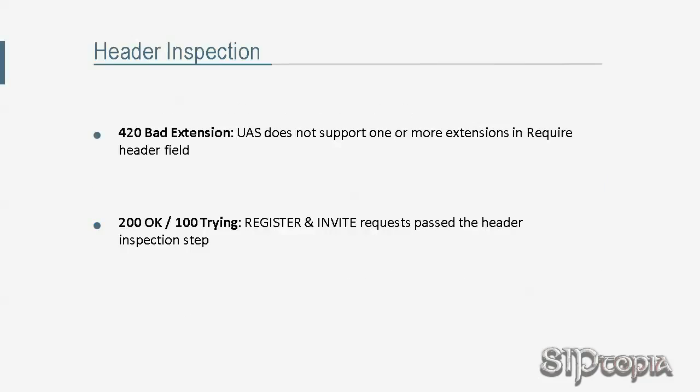The Require header field also gets special attention during header inspection. If the user agent server receives a request with a Require header field listing one or more extensions, and if the UAS supports them all, the request processing moves on. If, however, the user agent server does not support one or more of the extensions listed in the Require header field, the UAS would respond with a 420 Bad Extension response, which would include an Unsupported header field listing the extensions from the Require header field that it doesn't support.